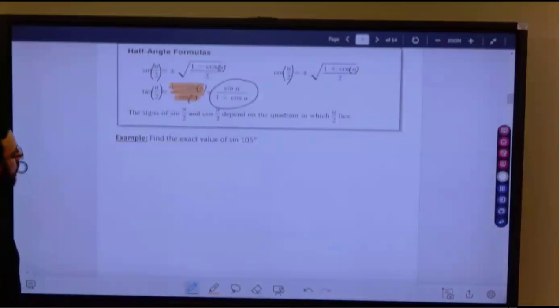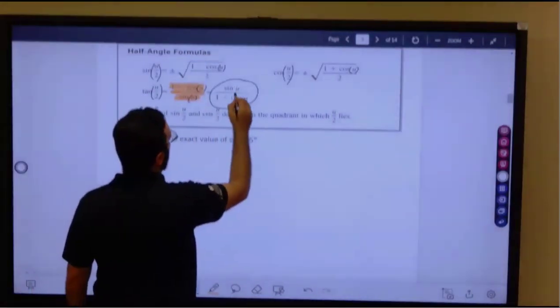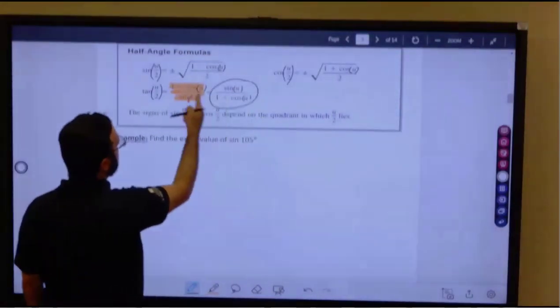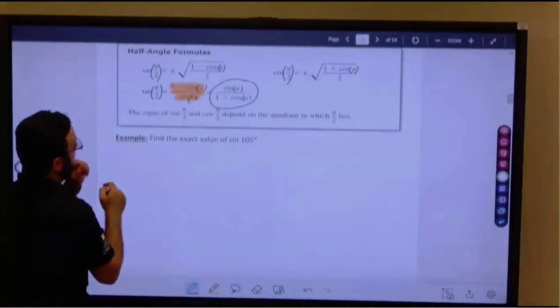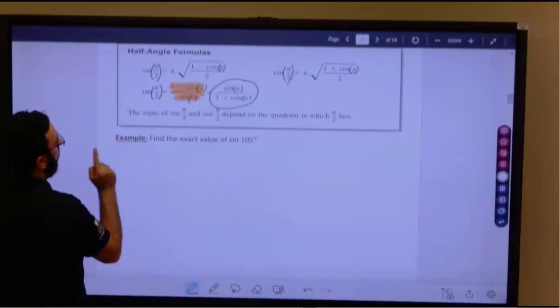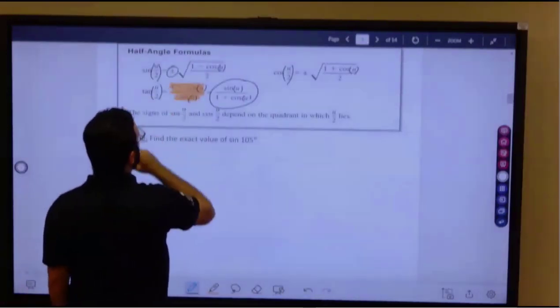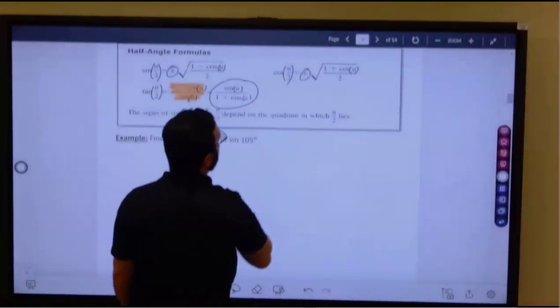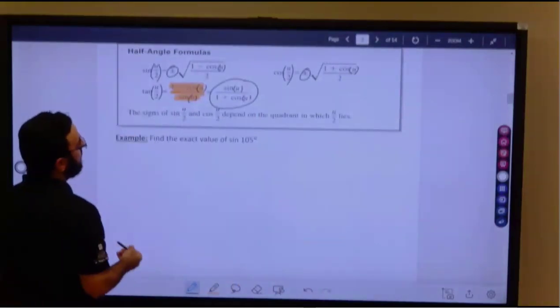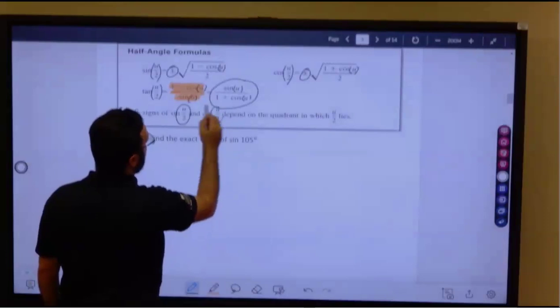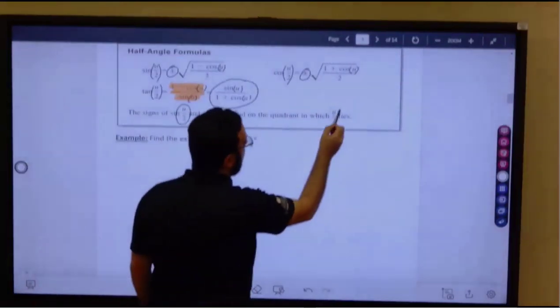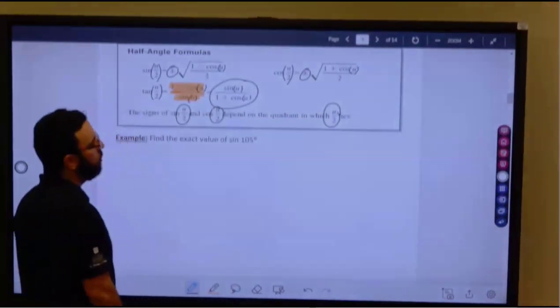Sine u, 1 plus over 1 plus cosine u. So one of these parts you have to use. You can't use both at the same time. Be careful. But for the sine of u, because we have a plus or minus here, how are we going to use that? It depends on the location of the angle u, which is u/2.